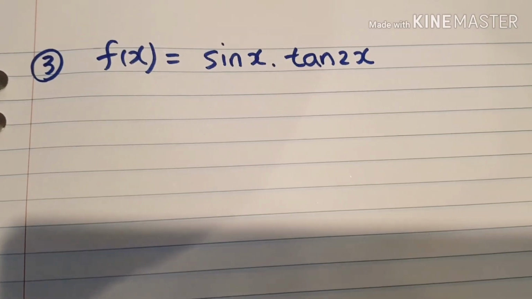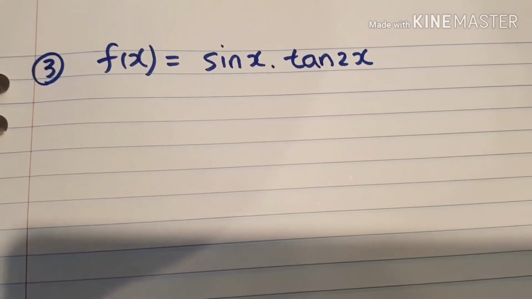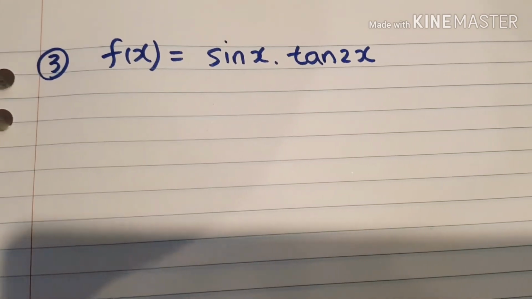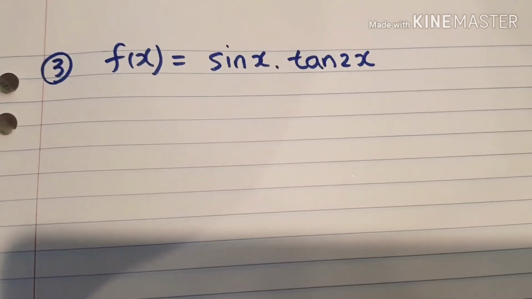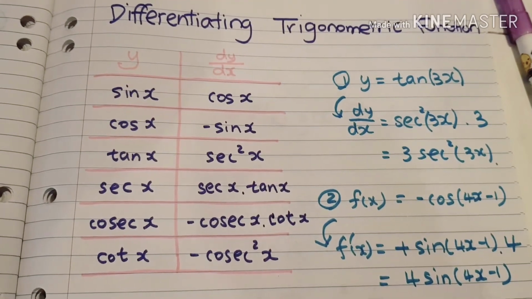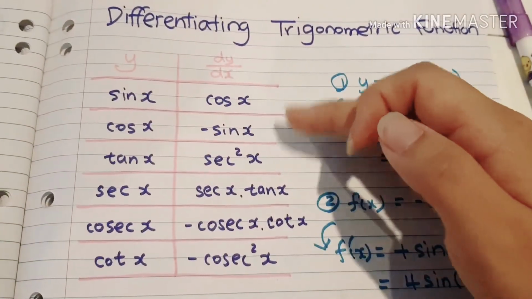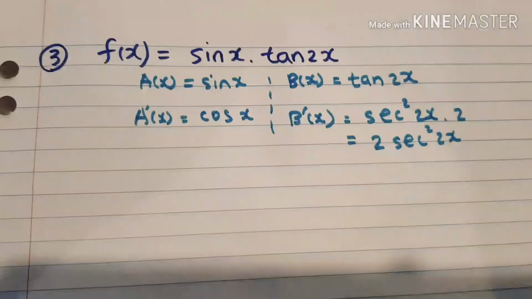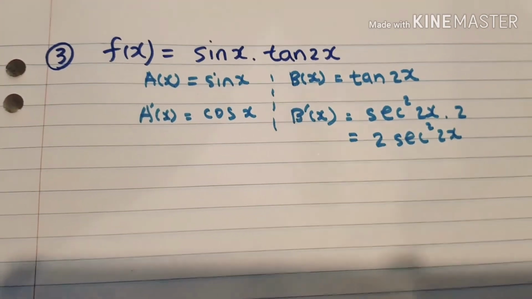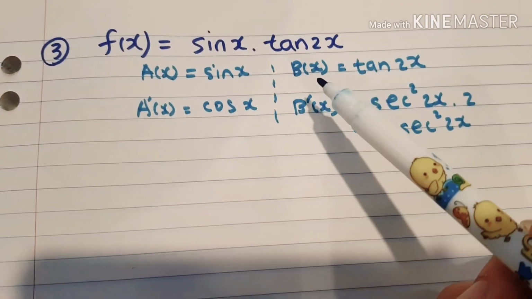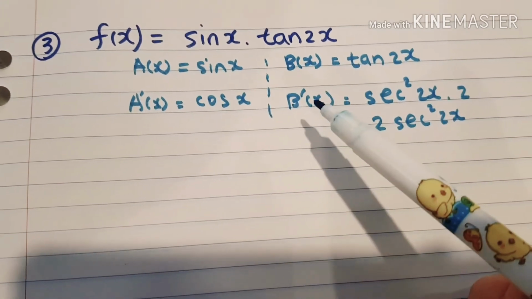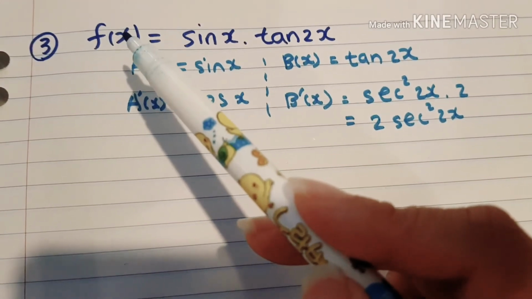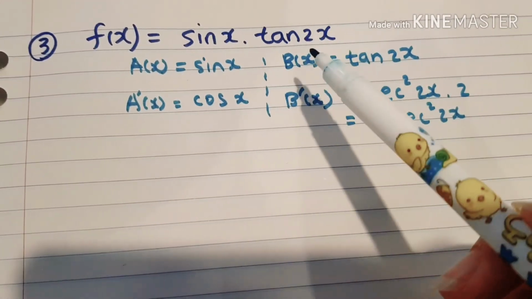Okay, in this question it's two functions, sine and tan. We can also use the product rule for the trig functions as well. Remember the chart from yesterday's lesson? You need to use this to solve the question. So step 1, I break it into two functions and differentiate each one. Because the question is in terms of f(x), I let this be a(x) and this b(x).